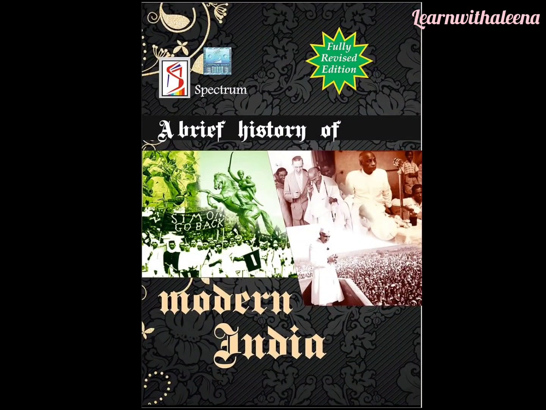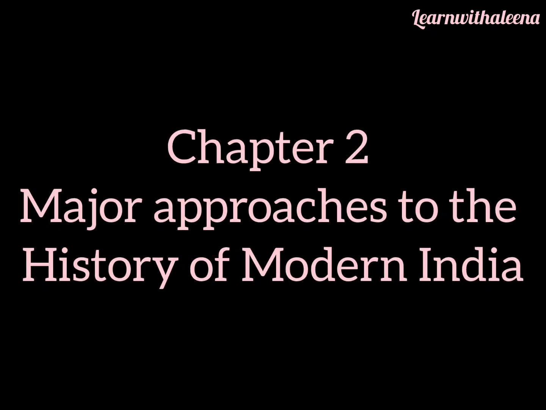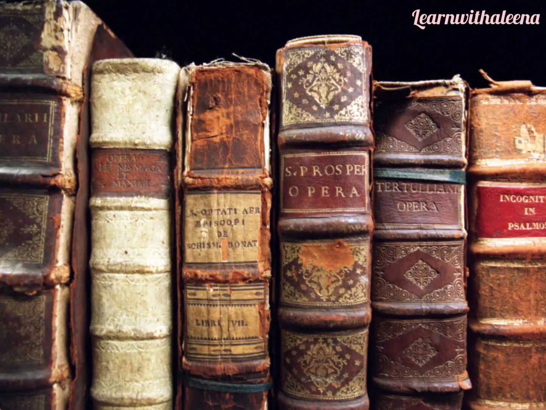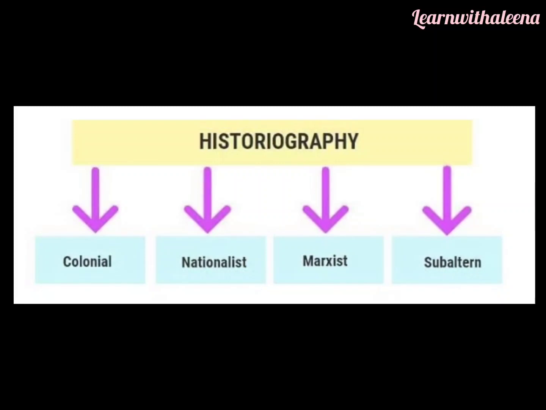Hello friends. So the next chapter, that is chapter 2, is major approaches to the history of modern India. So first of all, what is historiography? That is, it is the study of historical interpretation. The modern history of India, for the convenience of understanding, can be read broadly under four approaches: the colonial, nationalist, Marxist, and subaltern, each with its own distinct characteristics and modes of interpretation.